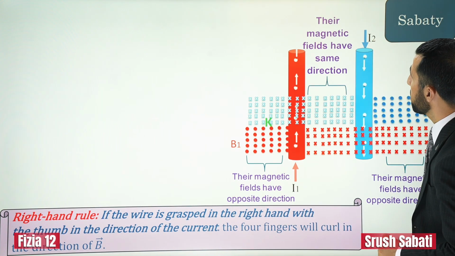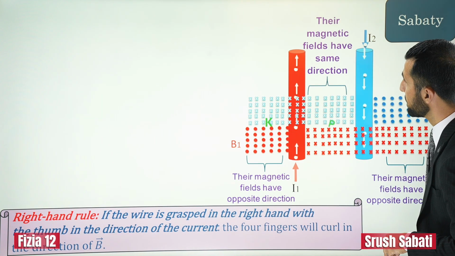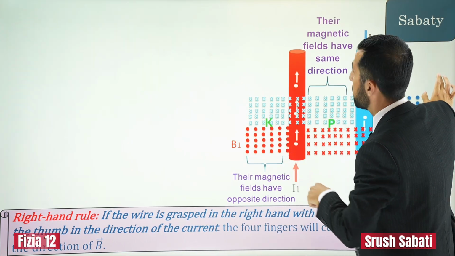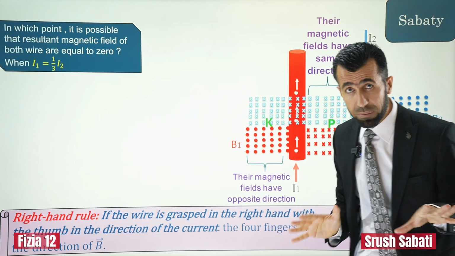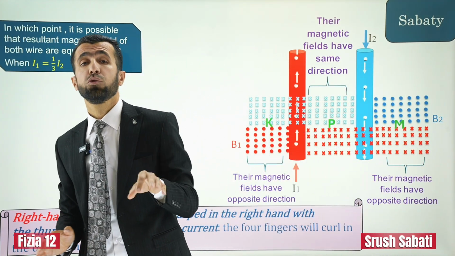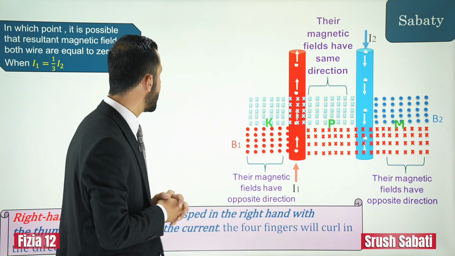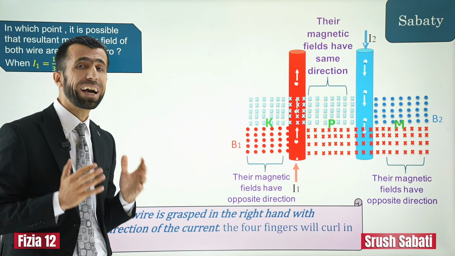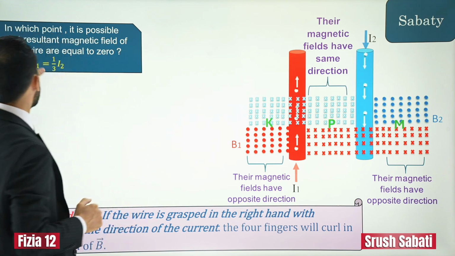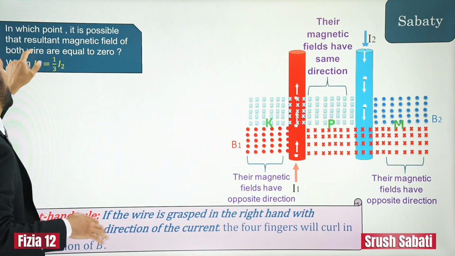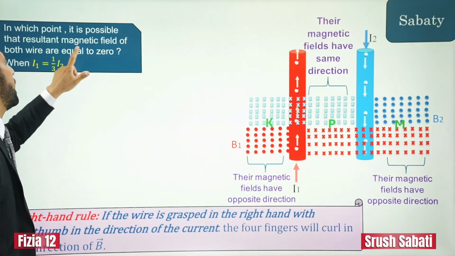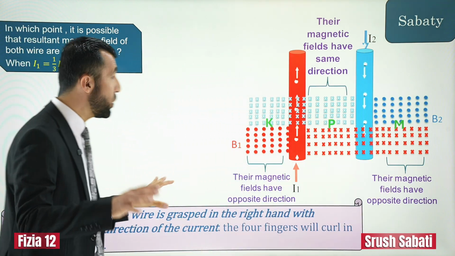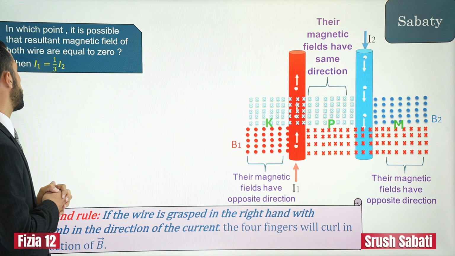If you have a multiple choice on this two-wire setup, it is an important multiple choice related to your chapter review. Keep in mind that you have to be careful about the magnitude of current passing through each wire. At which point is it possible that the resultant magnetic field of both wires is equal to 0? We have 3 points: K, P, M. At which points is the resultant magnetic field equal to 0?